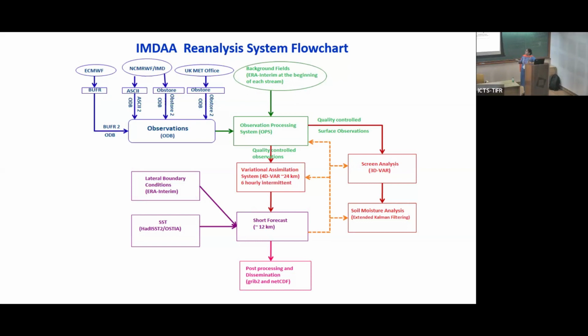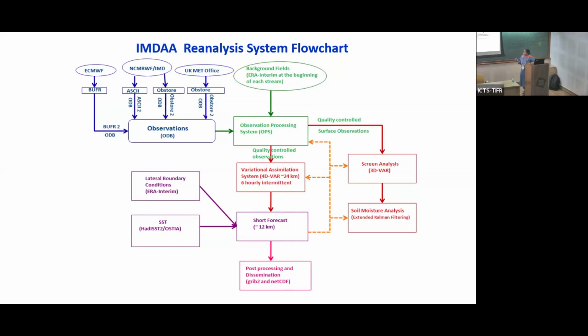Then the short forecast. Reanalysis means there is no forecast for a long period, but you can do the reforecast. You can take the reanalysis data and run the forecast. That is called reforecast. But generally, the reanalysis producers don't give the forecast, only the short forecast. So there is only the short forecast, post processing and dissemination.